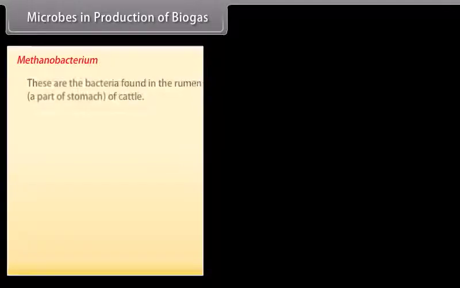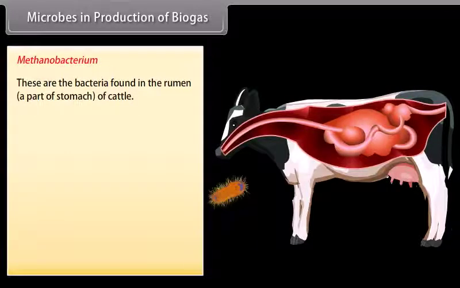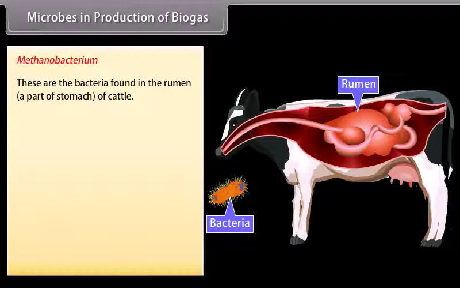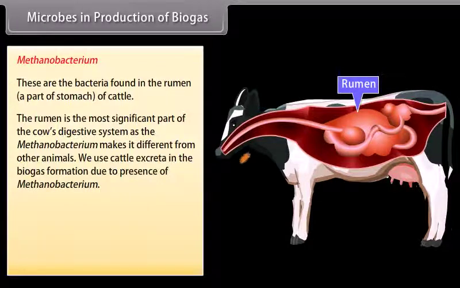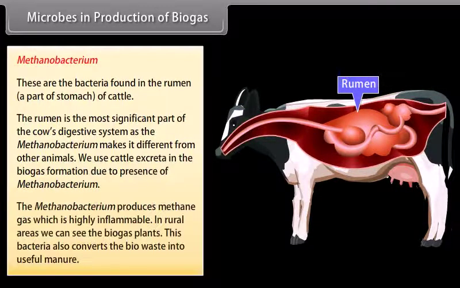Methanobacterium. These are the bacteria found in the rumen, a part of the stomach of cattle. The rumen is the most significant part of the cow's digestive system, as the methanobacterium makes it different from other animals. We use cattle excreta in the biogas formation due to the presence of methanobacterium. The methanobacterium produces methane gas, which is highly inflammable.